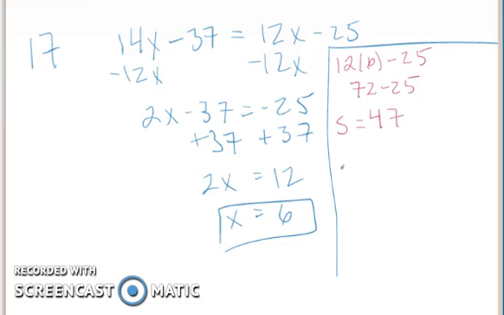And to find the area of a square, it is side squared. So we're just going to do 47 times 47. And the area is 2,209 is the area that we should compute.